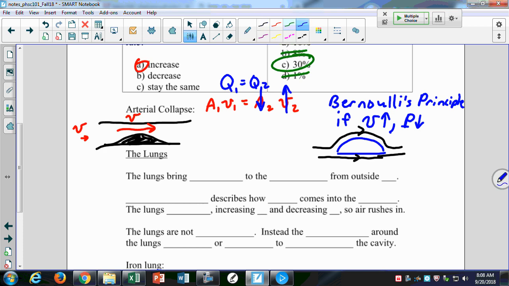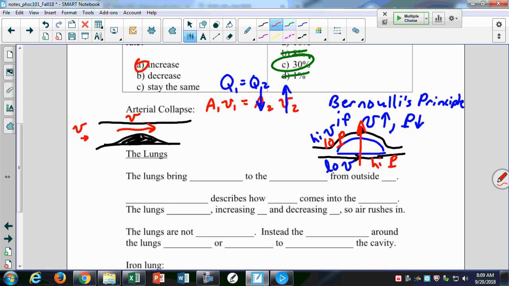High speed on the top, low speed on the bottom. And because of Bernoulli's principle, I'm going to have a low pressure on the top and a high pressure on the bottom. And if I have a high pressure and a low pressure, then I have a net force that's upward, and that's called lift. So that's Bernoulli's principle, and that's the impact of it.